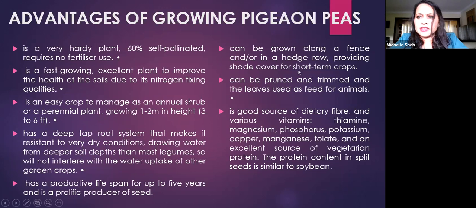Advantages of growing pigeon peas. Pigeon peas are a very hardy plant, 60% self-pollinated, and it requires no real fertilizer use. It is fast-growing, an excellent plant to improve the health of the soil due to nitrogen-fixing qualities. It is an easy crop to manage as an annual shrub, and it's a perennial plant growing 1 to 2 meters in height.